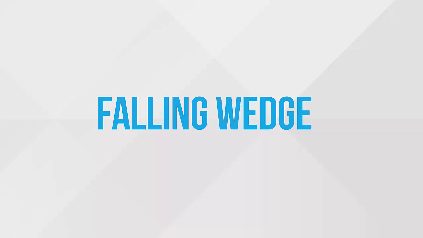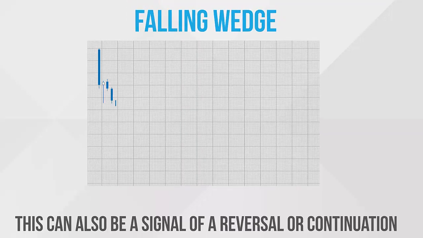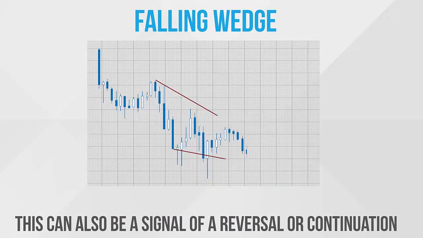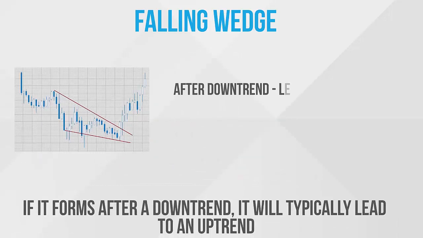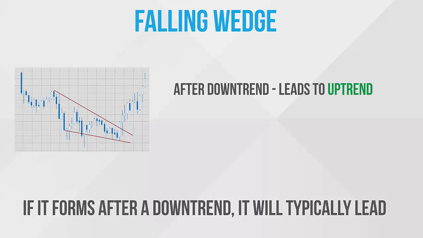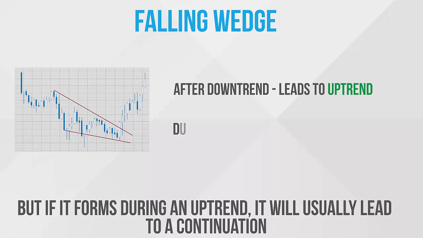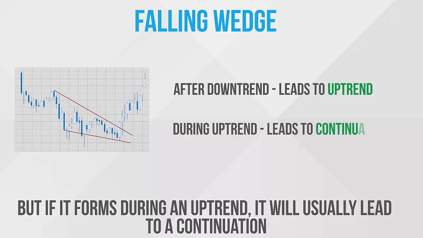The second type of wedge pattern is a falling wedge. This can also be a signal of reversal or continuation. If it forms after a downtrend, it will typically lead to an uptrend, but if it forms during an uptrend, it will usually lead to a continuation.